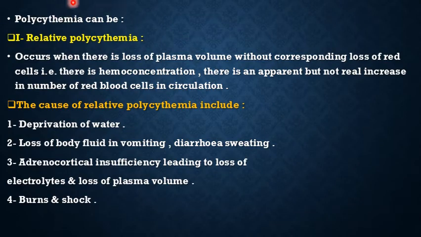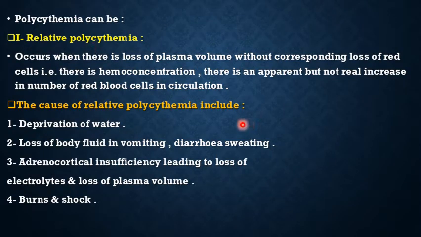When there is an increase in the red blood cell mass and the concentration per volume of the blood, which is referred to as polycythemia, it can be relative polycythemia or absolute polycythemia. What is the difference between the two? Relative occurs when there is loss of plasma volume without corresponding loss of red blood cells, as in hemoconcentration. There is an apparent but not real increase in the number of red blood cells in the circulation, because the plasma volume is decreased. This is most commonly seen in patients with water deprivation, in burns, in shock, in vomiting and diarrhea. All these might lead to relative polycythemia.